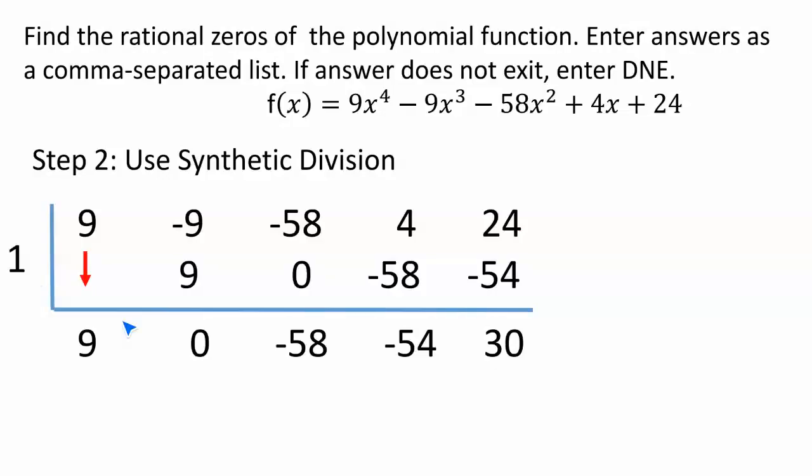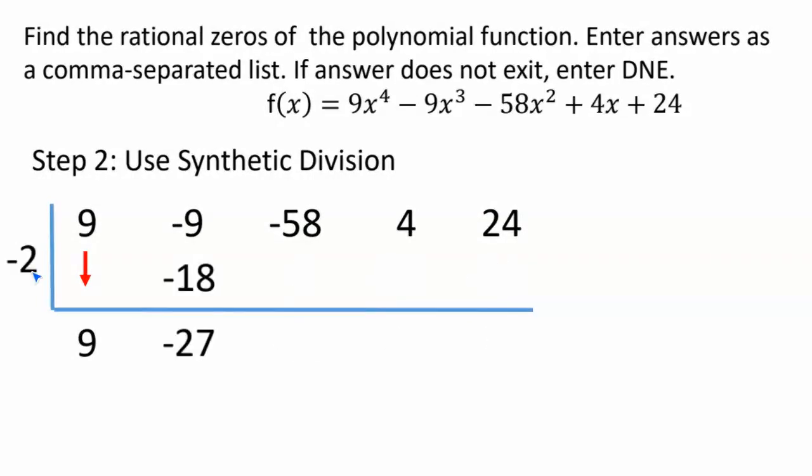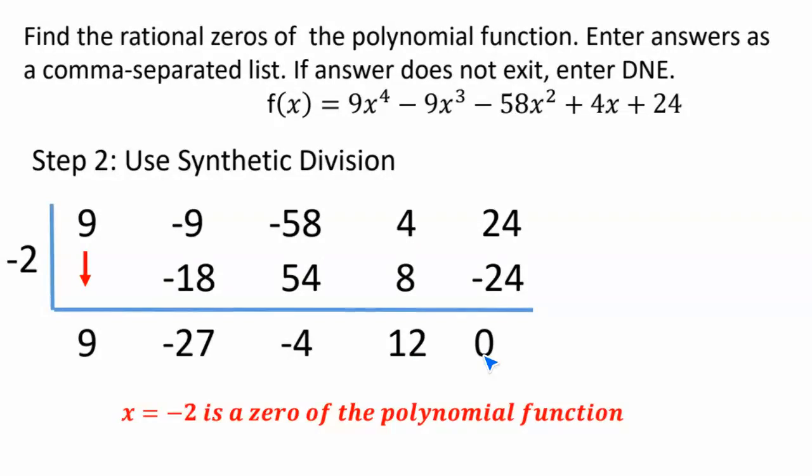Okay, so let's go. So we have 1. I'm going to bring down the 9. And then 1 times 9 is 9, we get 0 plus -58. And then we keep going and we get 30. So that didn't work. So let's try -2. I probably tried -1 and it might not have worked, and I probably tried 2. So -2, let's see if that works. So we get -18 plus -9 is -27 times -2 is 54. It gives me -4 plus 54 is 50 times -2 is -100... and then -4 times -2 is 8 plus 4 is 12 times -2 is -24. So we end up with 0.